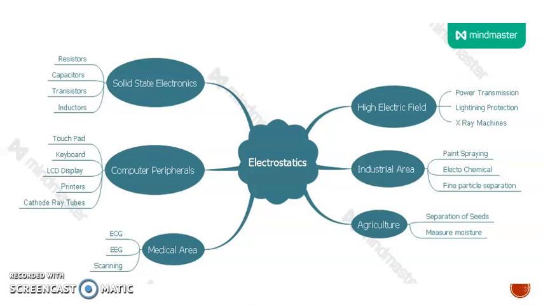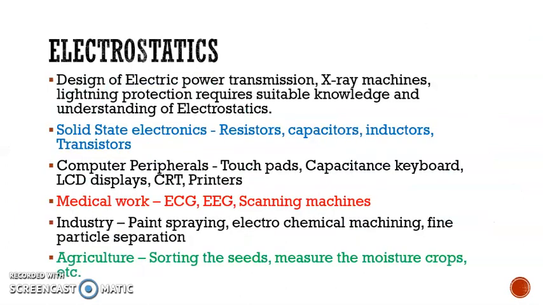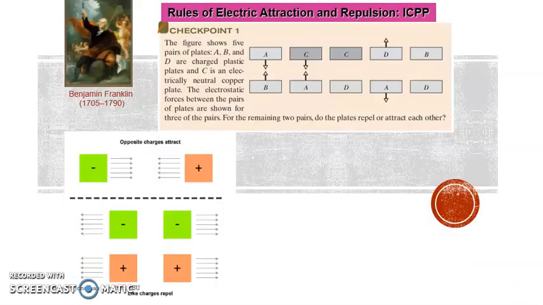Now, any applications in industrial area? Yes, definitely it has applications in paint spraying, electrochemical processing, and fine particle separations. In the medical area it finds a lot of applications: the principle behind ECG, EEG, then scanning machines, and in agriculture also. So this is a summary of the different applications that we normally use with electrostatics.